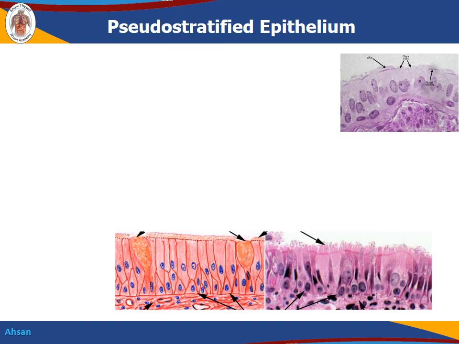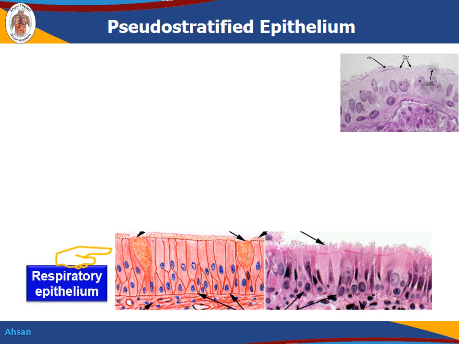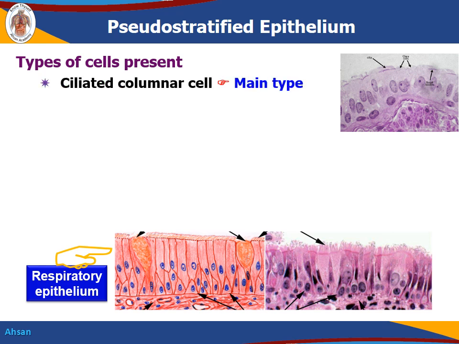Pseudo-stratified epithelium of the respiratory tract needs special mention. You see, this is present in the respiratory tract, and it is typical in nature for the respiratory tract, and that's why it is known as respiratory epithelium. This contains different types of cells with different characteristics and functions. The ciliated columnar cells are the main cell. They have cilia on the apex, and it is helping the mucosa to keep the surface clean.